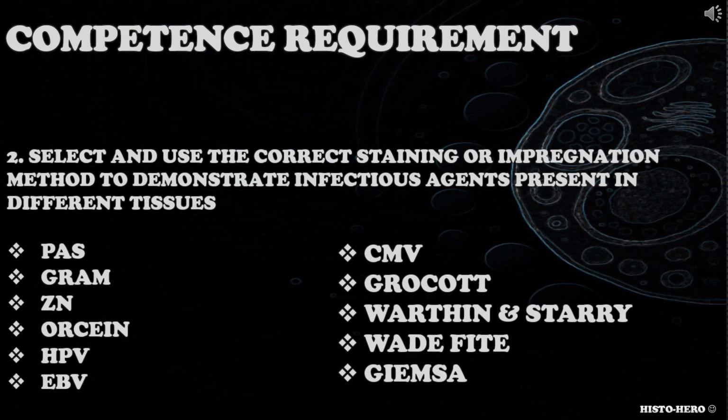The second competence requirement is for you to select and use the correct histochemical method to demonstrate infective agents present in different tissues. What staining methods do you use to demonstrate infective agents and why? How would you perform them? Consider the stains highlighted in the indicative repertoire and stains used in your department.